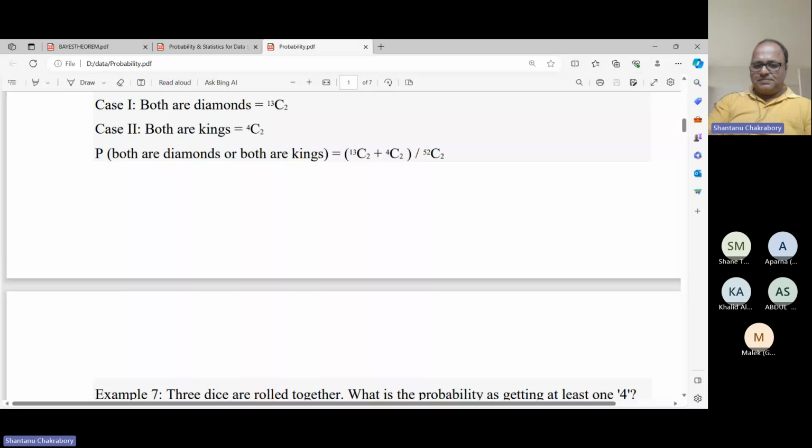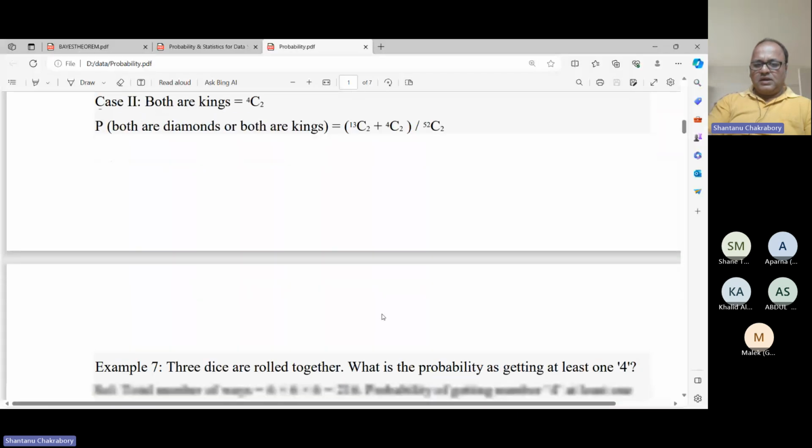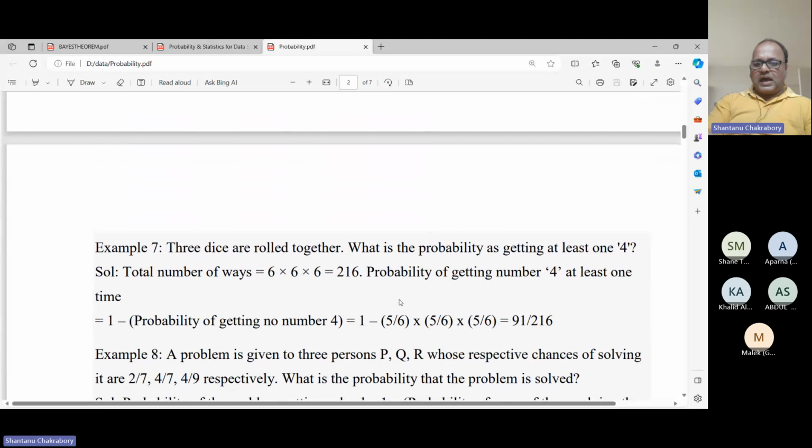Okay, it will be the total sample space that we are having here, Aparna. It will be 6 into 6 into 6. And the probability of getting the number 4 at least one time, that is 1 minus 5 by 6 into 5 by 6 into 5 by 6. Because number 4 is one outcome, so the other outcomes are 5 by 6: 5 for the first dice, 5 for the second dice, 5 for the third dice. That gives 91 by 216.